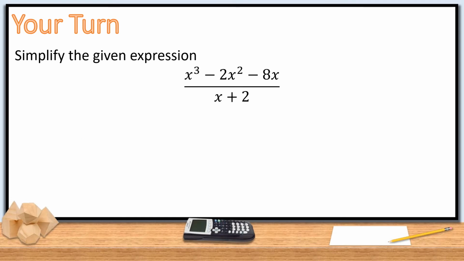All right, so your turn. Simplify the following expression. We've got x cubed minus 2x squared minus 8x, all to be divided by x plus 2. See what you can make of that, come back, and then check your answer.